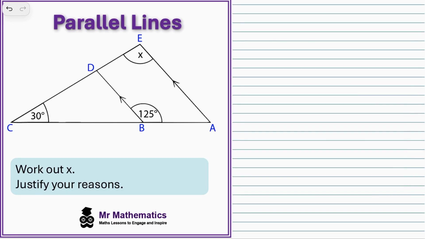So in this question, we're told that A to E and B to D are both parallel, and we need to work out this angle X. Again, do you want to give this question a go? Pause the video and come back when you're ready.